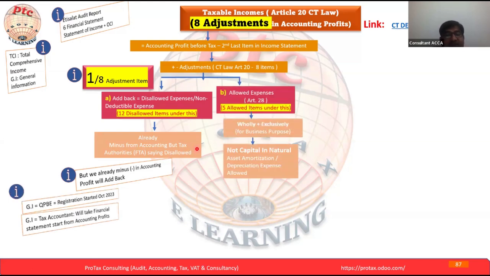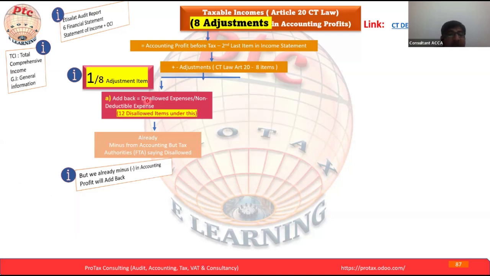Now the next is here, let's go back. Add back disallowed expenses. There is a 12 disallowed item under this. Earlier, we were seeing 8 adjustments we have to do. Now we are looking into the first adjustment. Under the first adjustment, we're seeing the add back of disallowed expenses and non-deductible expenses. So under that, there are 12 disallowed expenses or items.